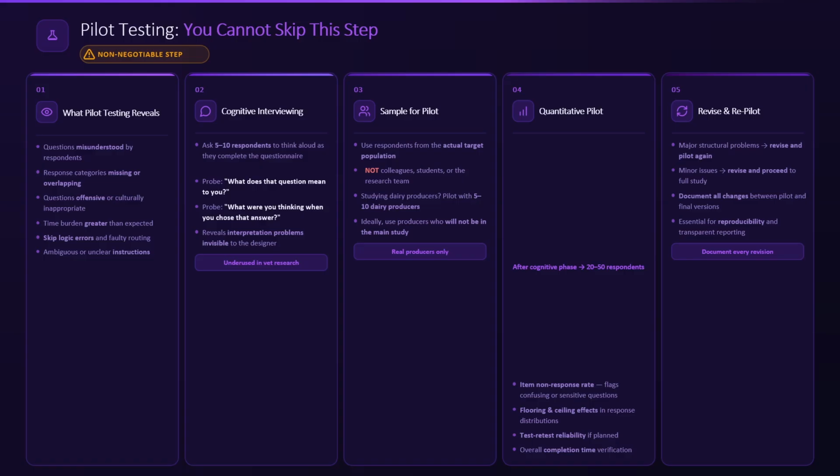Any item missing more than about 10% of responses is a red flag. Major structural problems mean you revise and repilot. Minor issues, you revise and proceed. Document every change for reproducibility.